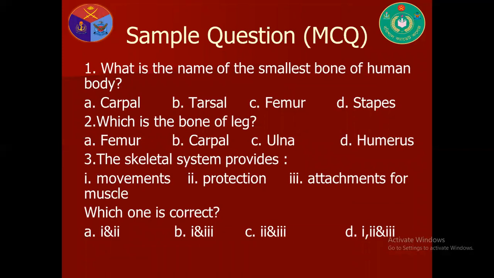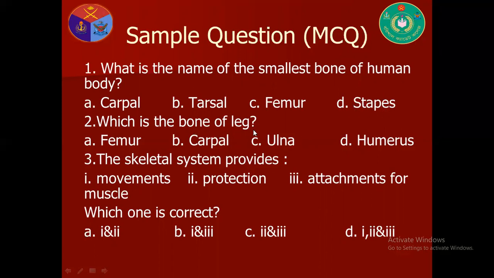First question, what is the name of the smallest bone of human body? Carpal, tarsal, femur, stapes. So stapes is the smallest bone. It is found in ear. So it is also called ear ossicle. Malleus, incus, and stapes. These three bones are found in ear, and stapes is the smallest bone.